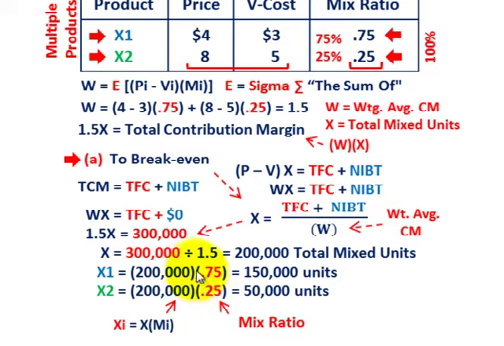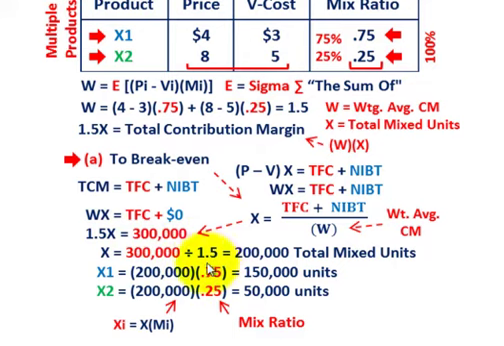So you see what's going on here. First, we had to take that individual contribution margin times the total number of units that we have. And then we had to determine that total number of mixed units. That X represents X1 and X2. We had to divide by that average contribution margin method.